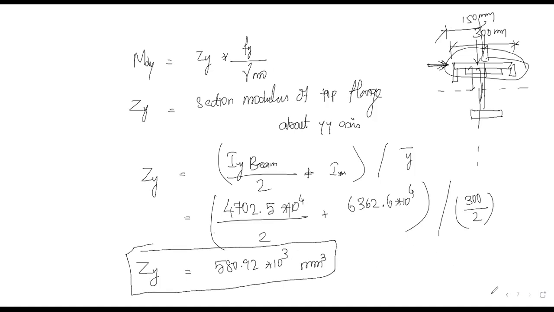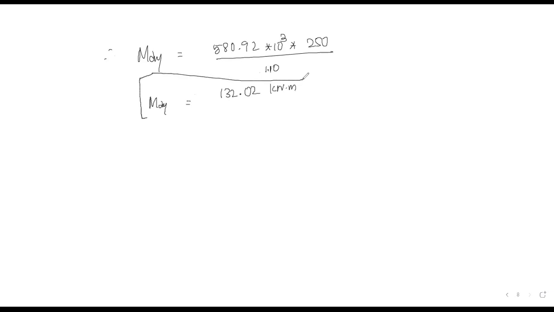Okay, therefore MDY, so ZY, 580.92 into 10 cube, into Fy is 250 Newton per mm square, divided by gamma m naught, 1.10. So if we substitute this, we get the moment in the y direction, which is 132.02 kilonewton meter.